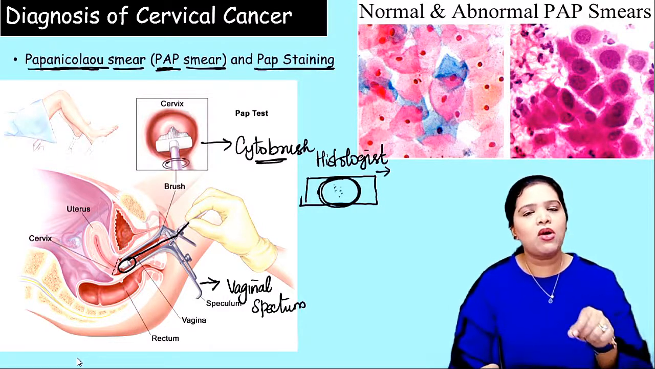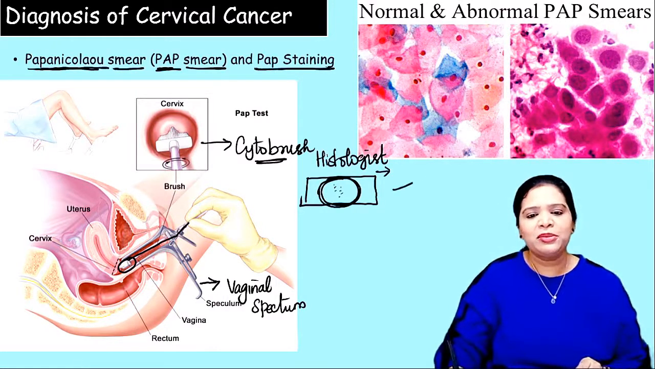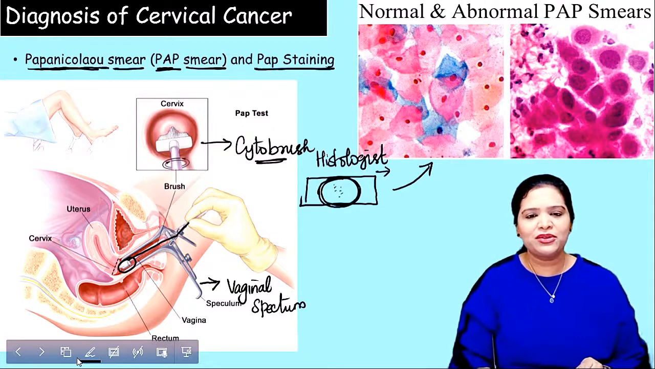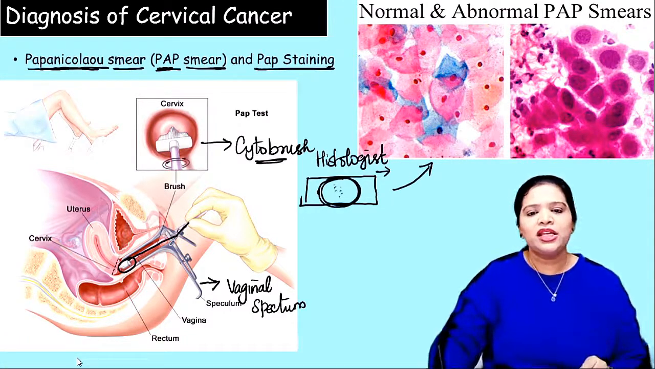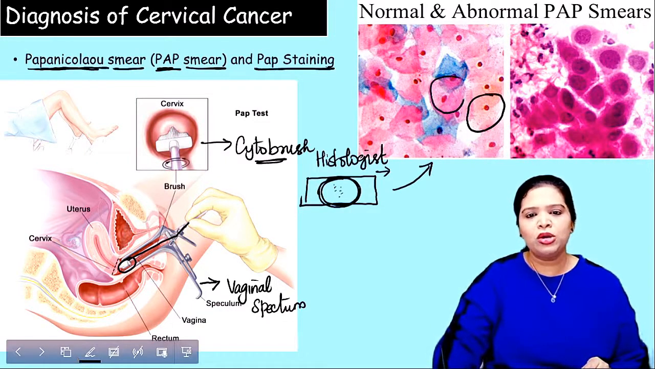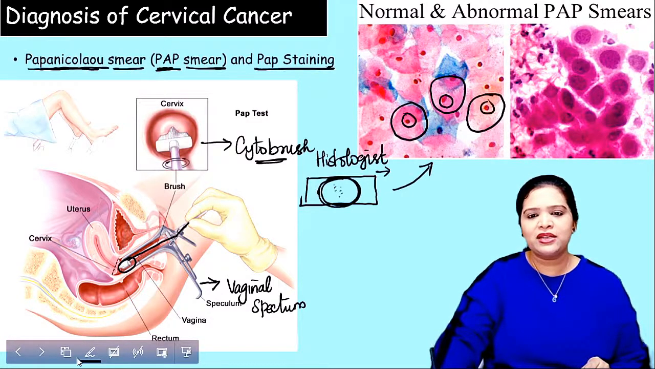Okay, that staining is called Pap staining, and it will be observed under a microscope. So if it is a normal healthy cervical smear, it will be like this. See here, these are the cells of the cervix. They are all almost the same size and have a good-sized nucleus. Okay, these are the nucleus like this.